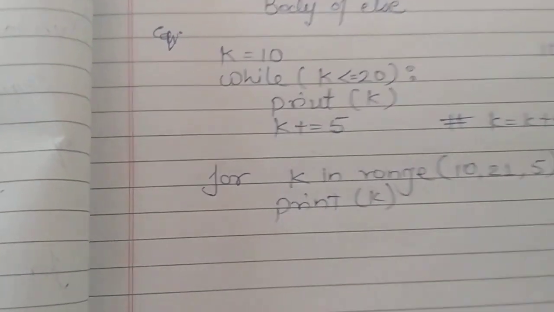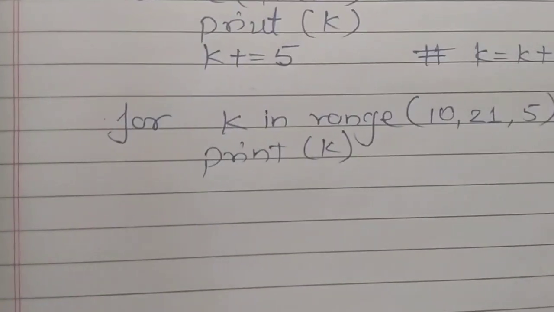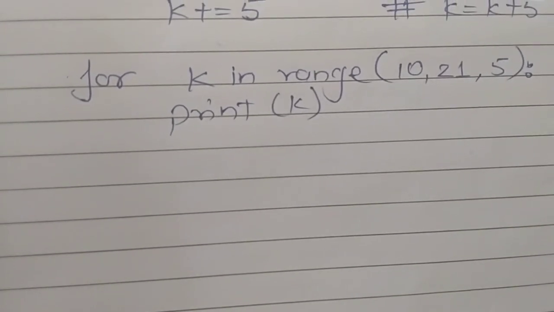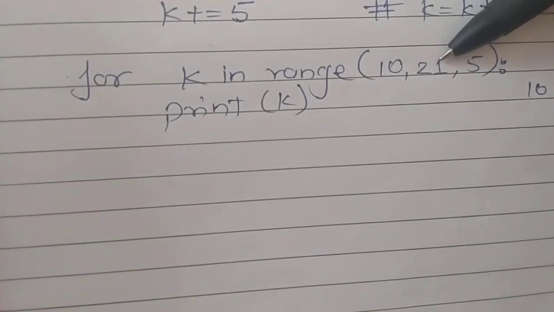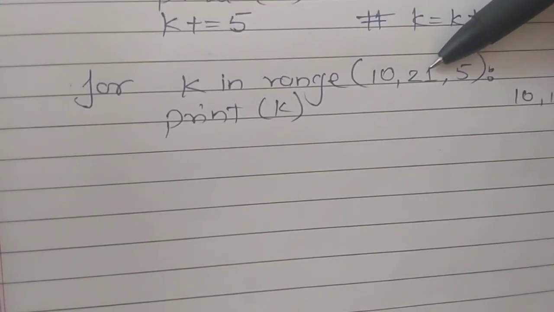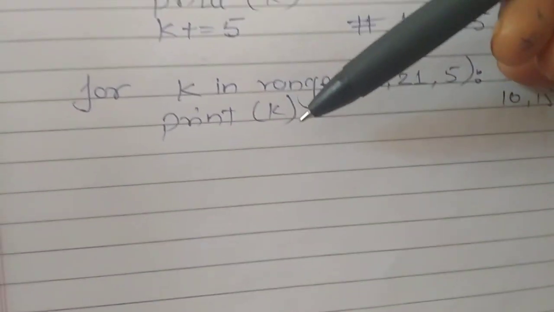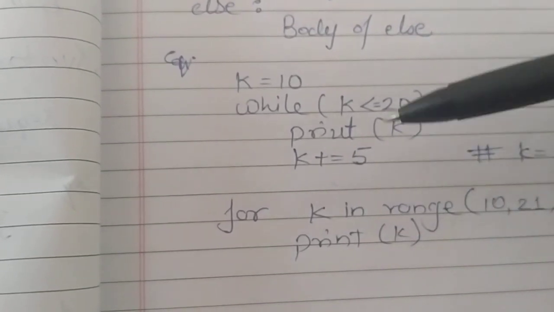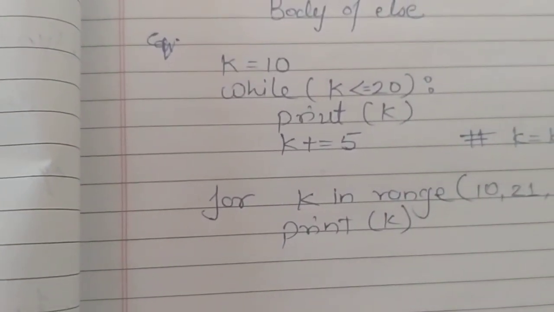Okay. In the case of a for loop, the same thing if you use with the for loop, for k in range 10 to 20, I told you always you have to take 21 because you have to go till 20. So 10 to 20 and a jump of 5 every time, print k. So this is the same logic used in while and for both. Okay, thank you.